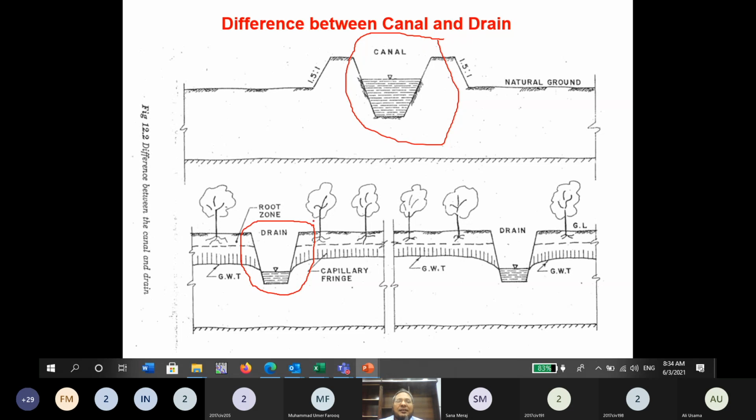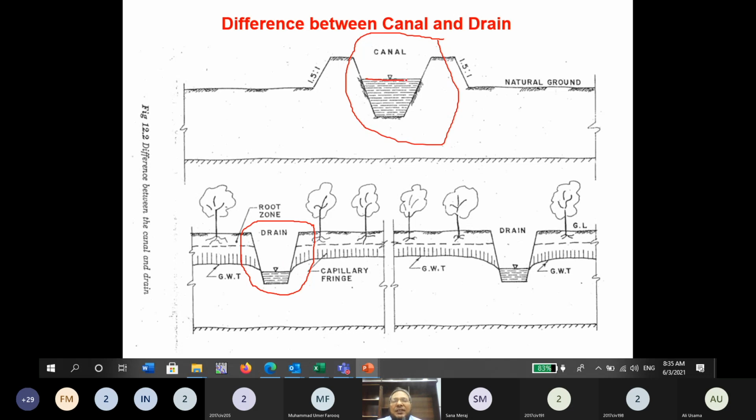Now, what is the difference between a canal and a drain, the drain which we use for surface drainage? The first difference: where, by the way, do we like to align a canal? On the ridges, right? The canal is always aligned along the ridge lines or along the peaks in the area. Whereas where do we provide the drain? On the peak or in the valley? In the valley, so that the surface water goes into it by itself through gravity, right? This is one difference.